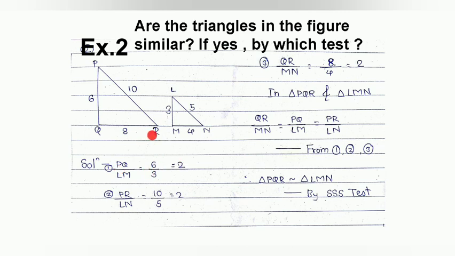Similarly, QR and MN, which is 8 upon 4, will give us 2. Again, PR and LN, which is 10 upon 5, which is 2. From the first, second and third equations, we get the same ratio. So from 1, 2 and 3, all the three ratios are the same. Therefore, we can say directly by SSS test, these two triangles are similar.